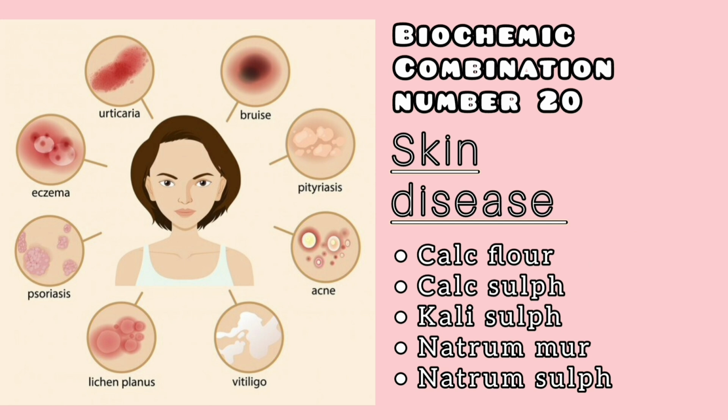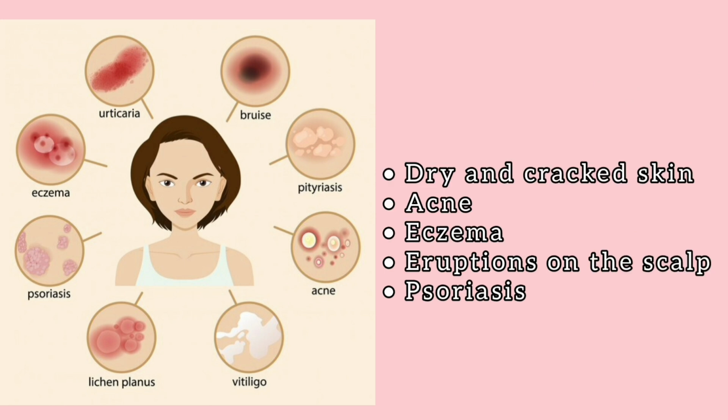Biochemic combination number 20, skin disease: Calcarea fluor, Calcarea sulph, Kali sulph, Natrum mur, Natrum sulph. Symptoms include dry and cracked skin, acne, eczema, eruptions on the scalp, and psoriasis.